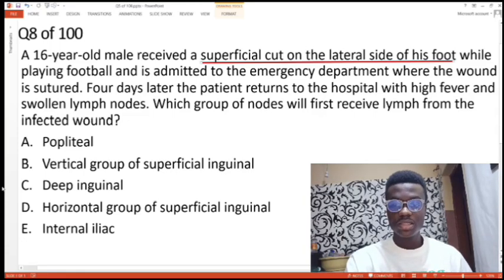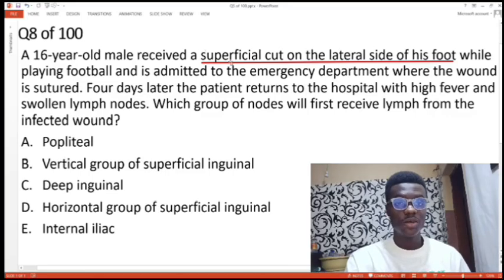So, it says a 16-year-old male received a superficial cut on the lateral side of his foot while playing football and is admitted to the emergency department where the wound is sutured. 4 days later, the patient returns to the hospital with high fever and swollen lymph nodes. Which group of lymph nodes will first receive lymph from the infected wound? Popliteal, vertical group of superficial inguinal, deep inguinal, horizontal group of superficial inguinal, internal iliac.